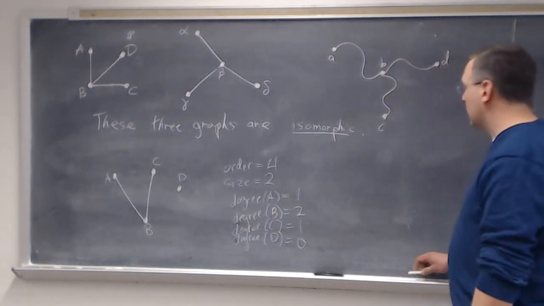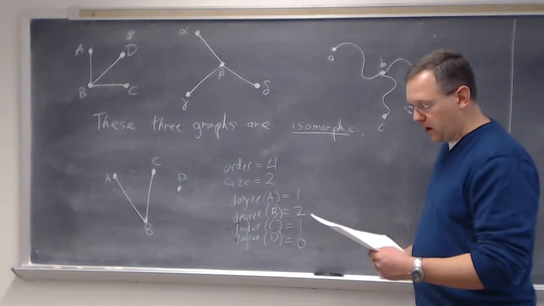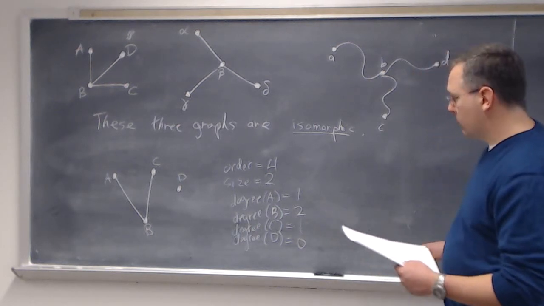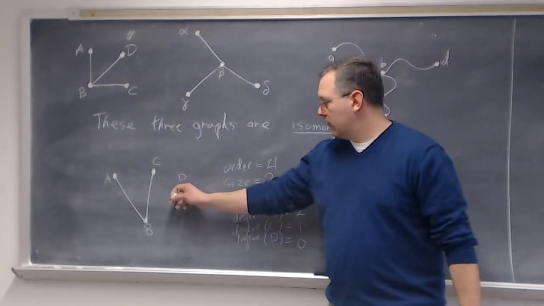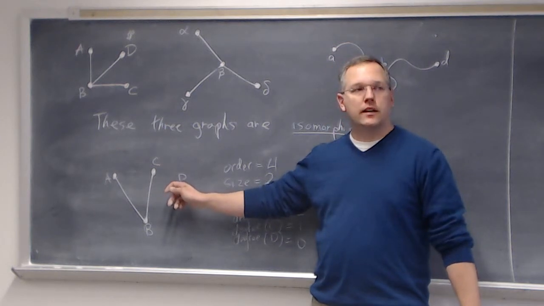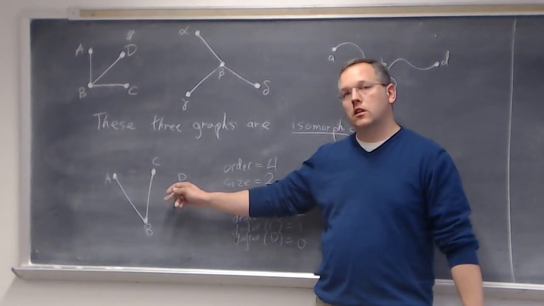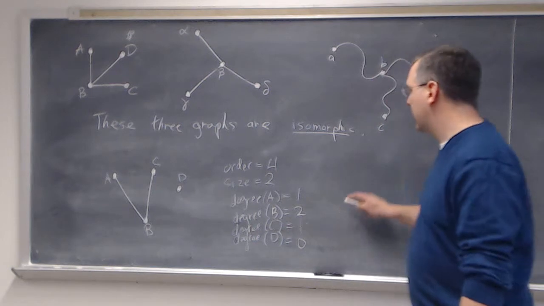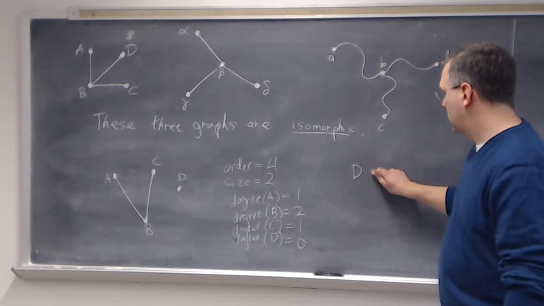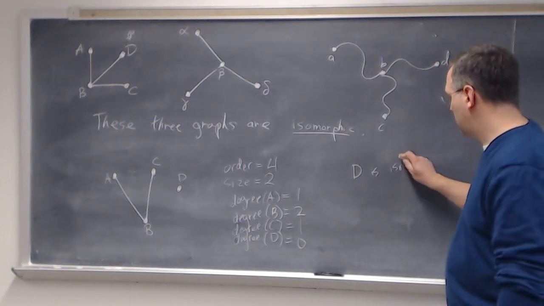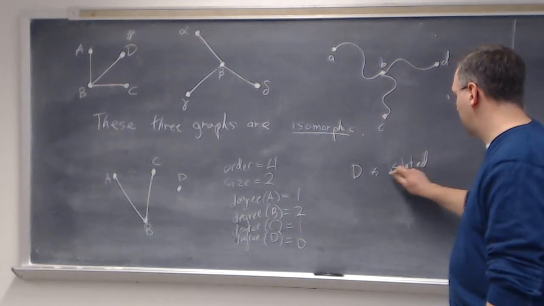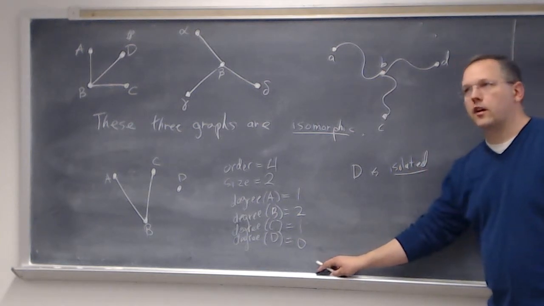Okay, let's talk about some other work. There is no edge connecting vertex D, so we say vertex D is isolated. Can't get there from here.